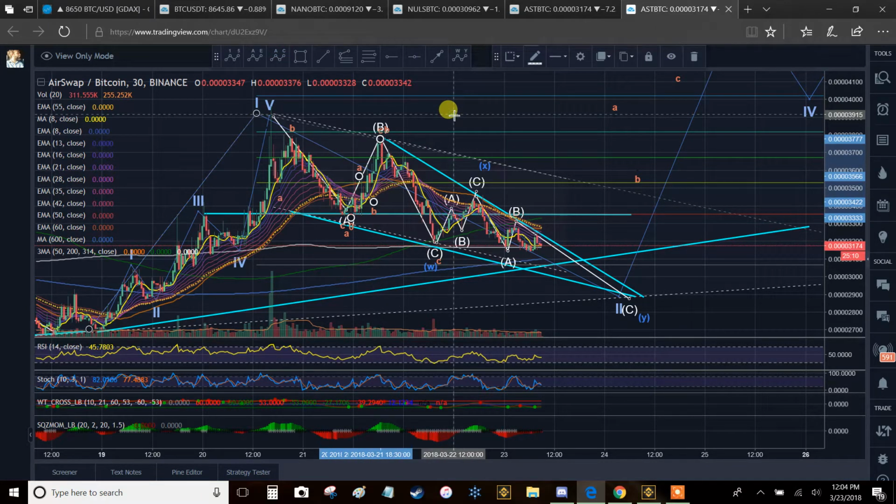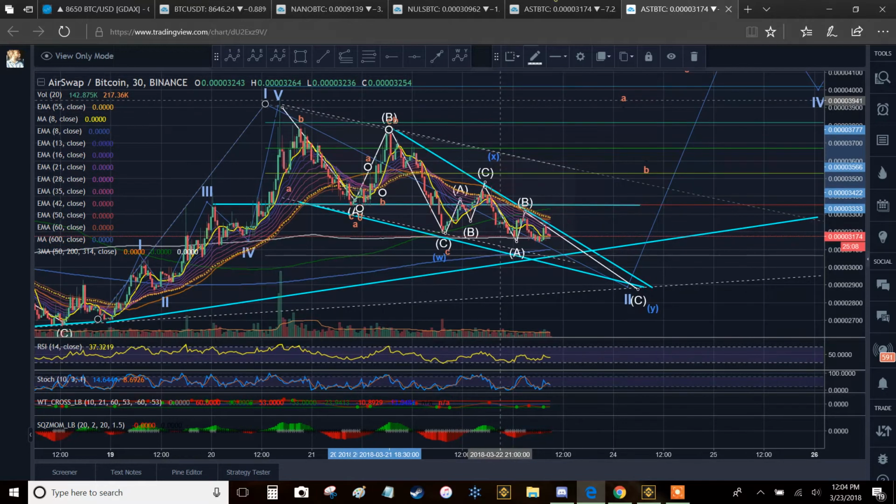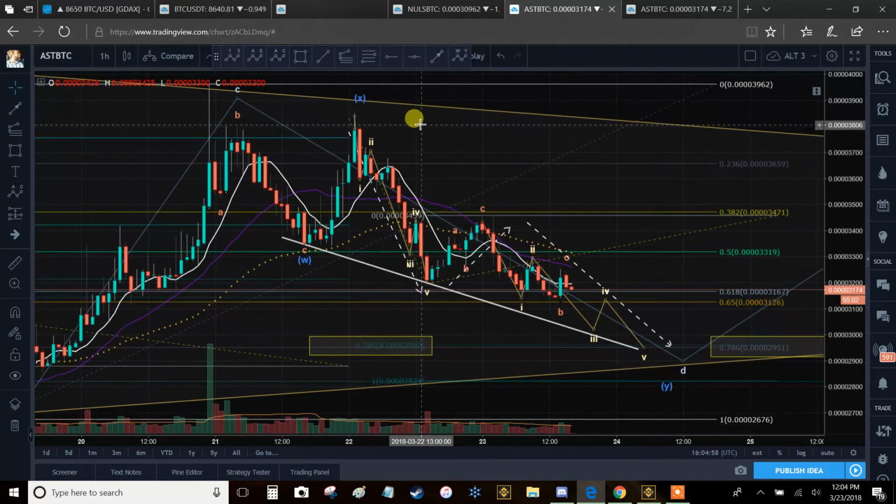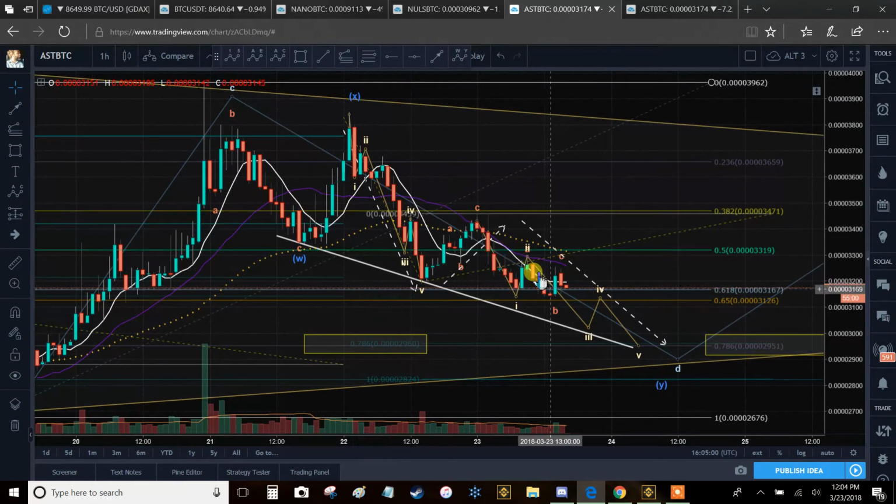So if you look over to mine now, you'll see this ABC flat to the W, and then the failed impulse to X. Then I'm looking at a potential double zigzag here, because if you check out this fib extension, it creates a 786. And what does the C wave like to do a lot of times? The C wave likes to do a 786. So I would see it like this.